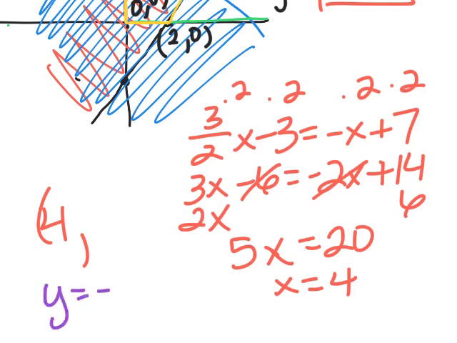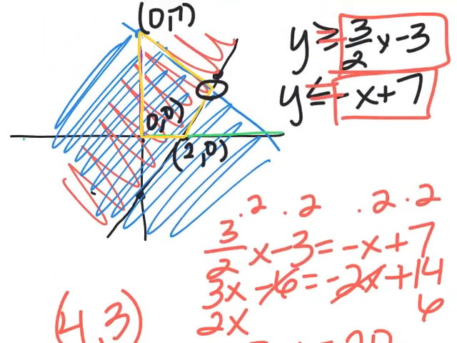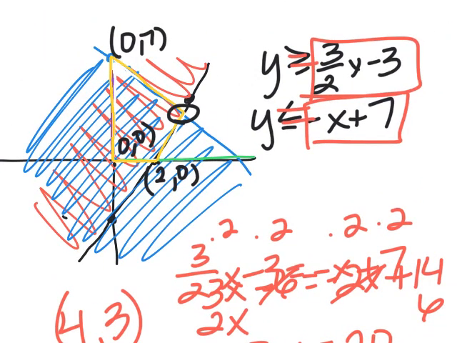So y equals negative 4, because that's my x value, plus 7, and negative 4 plus 7 is 3. So that coordinate must be at 4, 3. And if I look at it logically, that coordinate looks like it could be at 4, 3, doesn't it? Go over 4 and up 3. That looks about right to me. So let's write that one in, 4, 3. So I want you to make a note of these 4 points, because we're going to evaluate our objective function for those 4 points.